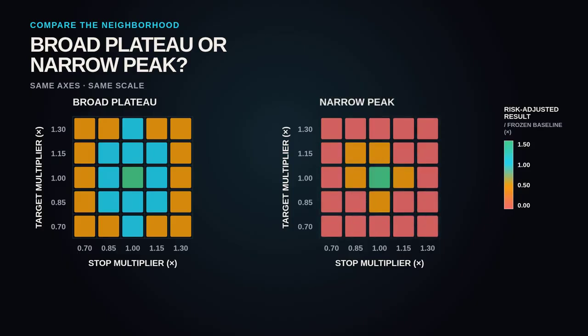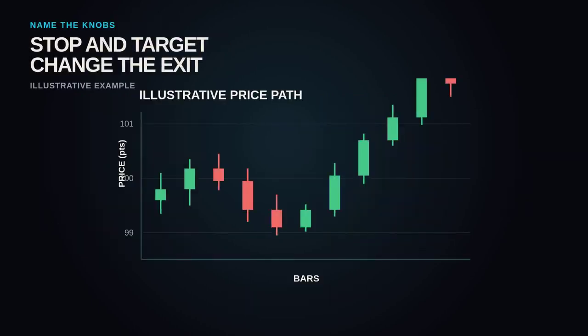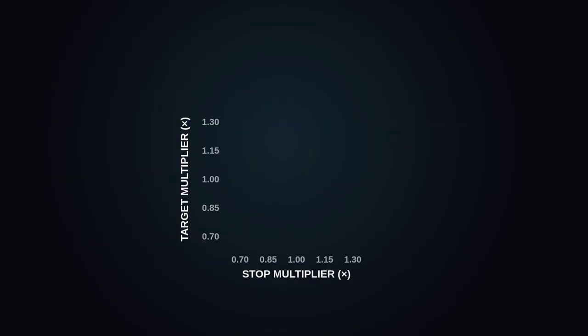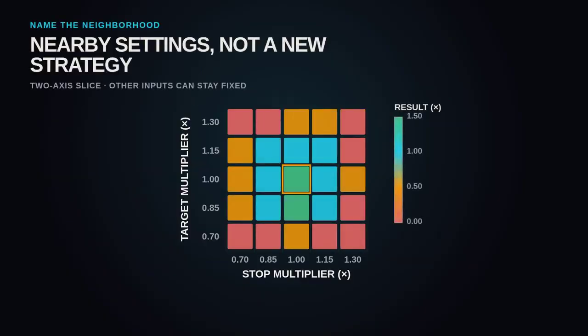Parameter neighborhood testing asks whether nearby sensible settings form a broad plateau or whether the result stands on a narrow peak beside a cliff. First, name the knobs. A stop is the price distance where a losing trade closes. A target is the price distance where a winning trade is taken. An entry parameter might be an hour, lookback, or indicator level that decides whether a trade begins. A parameter neighborhood is a small grid of nearby, sensible versions of those choices.